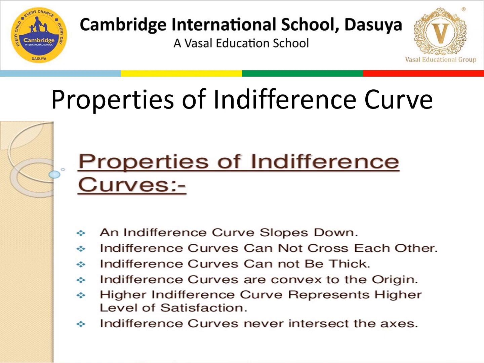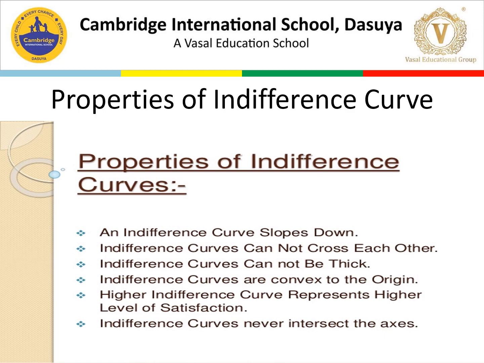Next, a higher indifference curve represents a higher level of satisfaction. As we have discussed, the lower indifference curve gives you a lesser level of satisfaction, and a higher indifference curve always gives you a higher level of satisfaction. The next thing is that indifference curves never intersect the axes. They never cut the x-axis or y-axis. Fine. So these are the points for today.